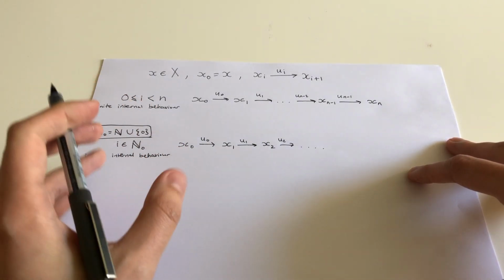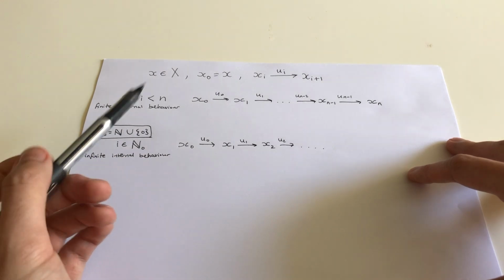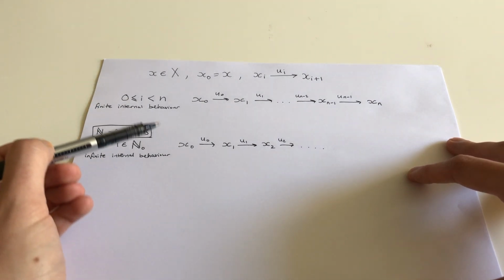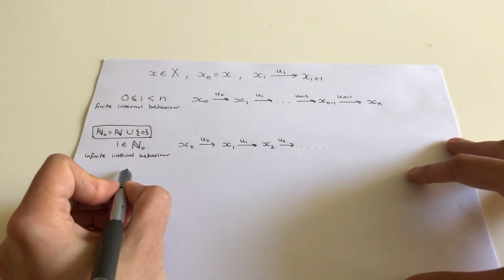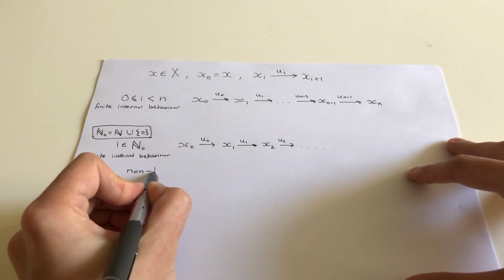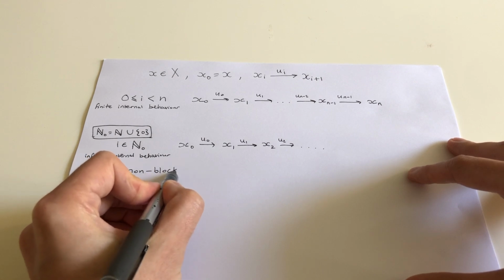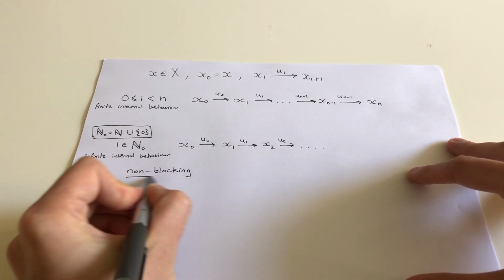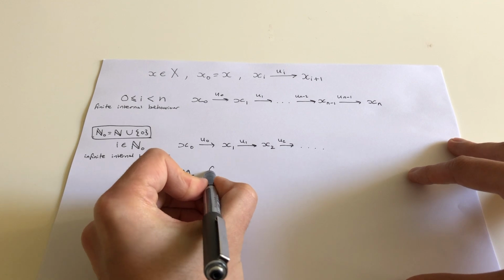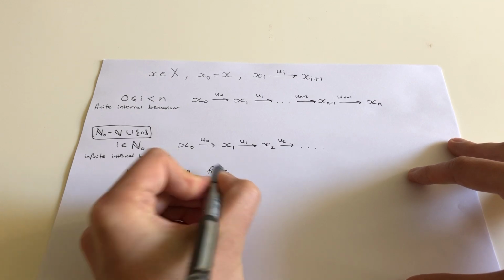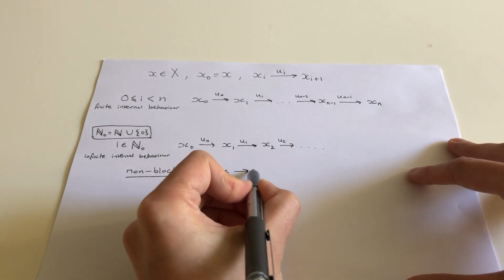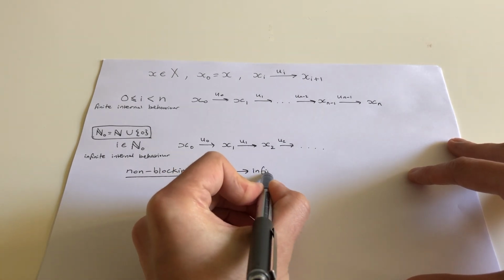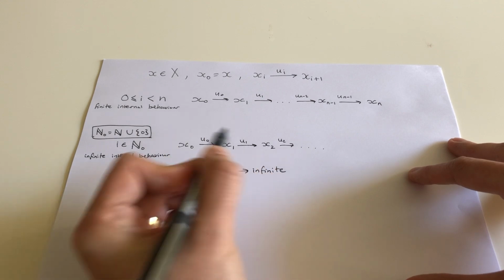These two terms are very important because we can also link them with different properties. For example, for the non-blocking property, if our system is non-blocking, then any finite internal behaviour we have can be extended to infinite internal behaviour.